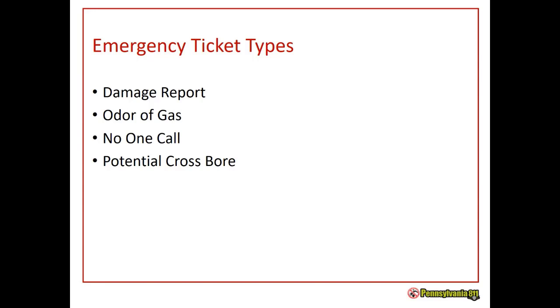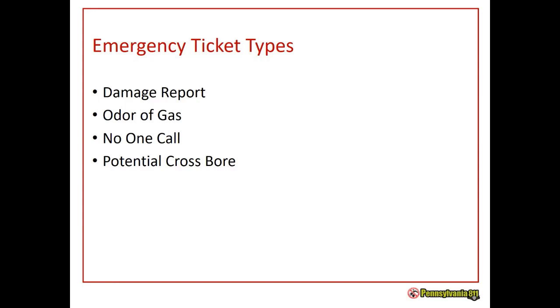Odor of gas is another emergency ticket type. If you're on a work site and you smell gas, or even if you're just out and about during a normal day and you smell gas, call 911 and then either get a hold of the gas company or call us, 811. We can send a notification out to all the facility owners in the area so that they can respond to this area quickly.